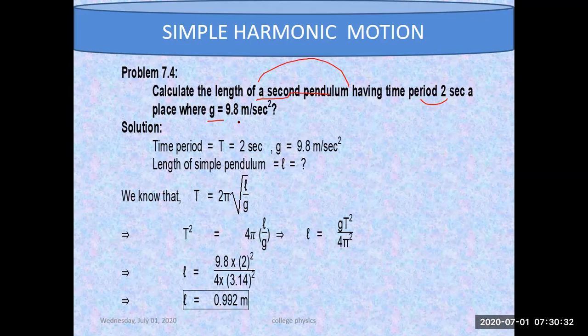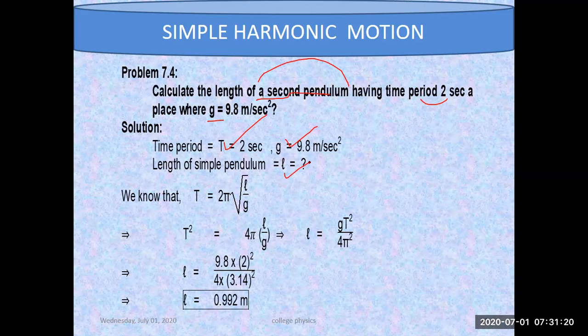Then you have to think about what will be the time period in the case of a second pendulum. Here the time period of the second pendulum will be 2 seconds. A type of pendulum whose time period is 2 seconds is called a second pendulum. Sometimes some scientific or logical questions are asked, and you must give the answer with the logic. If the time period of a simple pendulum is 2 seconds, then that type of simple pendulum is called a second pendulum. So the rest of the values are given. Value of g is given, and you are asked to calculate the length of that pendulum.